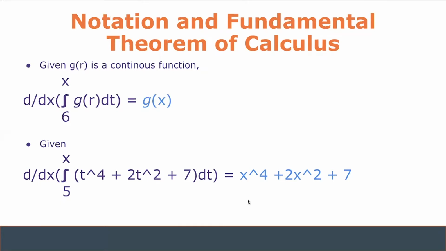So in your second example, it's literally the same thing, even though it might look a little bit more involved. You'll see that your answer is, instead of your original t to the fourth plus 2t squared plus 7, you get that same exact function, just with x substituted in. So you get x to the fourth instead of t to the fourth, and so on. The purpose of doing this is that we're establishing a relationship between differentiation and integration.